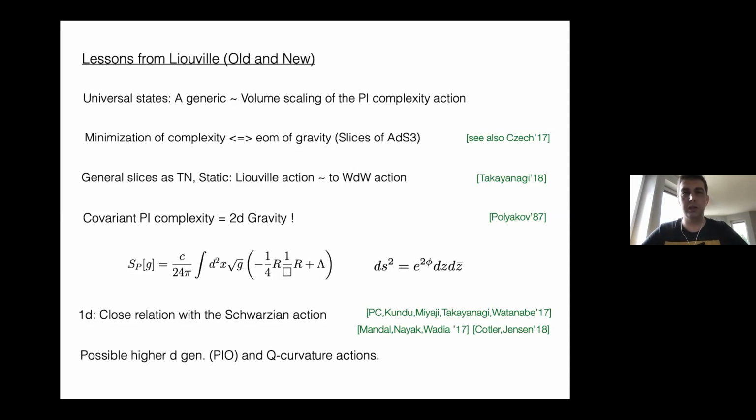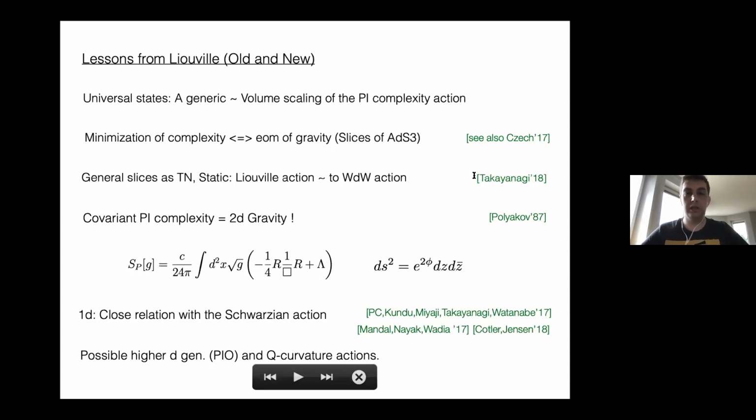This can be shown that the minimization of complexity in this approach is equivalent to the equations of motion of gravity. We can also think about this optimal metric as some slices of AdS3, where the equations of motion of gravity in 3D are equivalent to the Liouville equation itself. This was also nicely studied by Bartek.